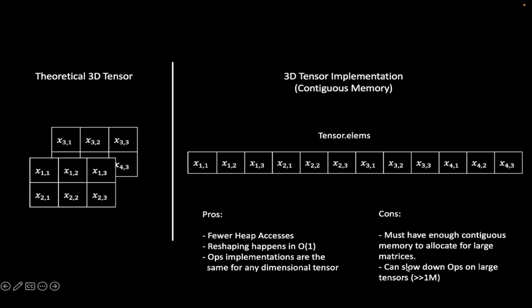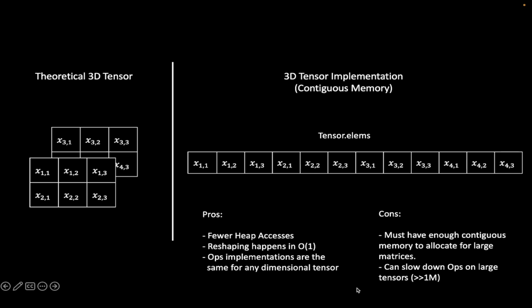For cons, the biggest drawback here is that you have to have enough memory to allocate contiguously in order to fit your tensor. So for instance, if we were trying to store a 400 billion parameter language model in memory, we would need to find a chunk of memory that has 400 billion elements in it that are adjacent to one another. Most systems, you're not going to find that. So that's a really big con, but we're not going to be operating on tensors of that size, so it doesn't really matter that much to us. If we were to do it, though, it could slow down your ops, which isn't great.